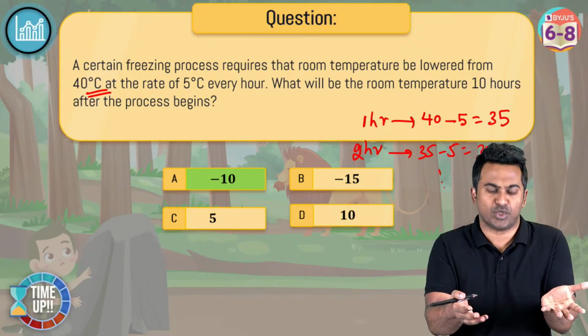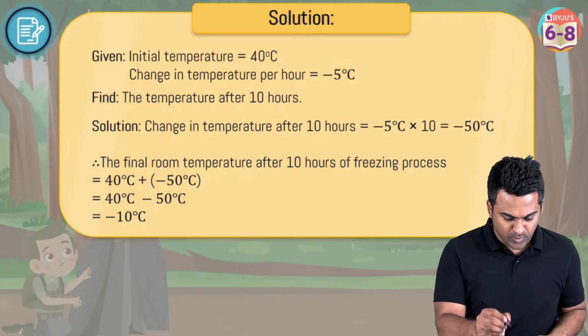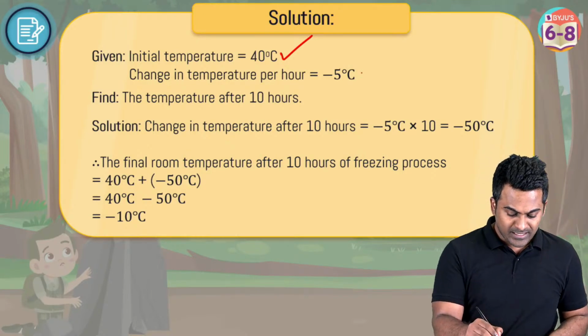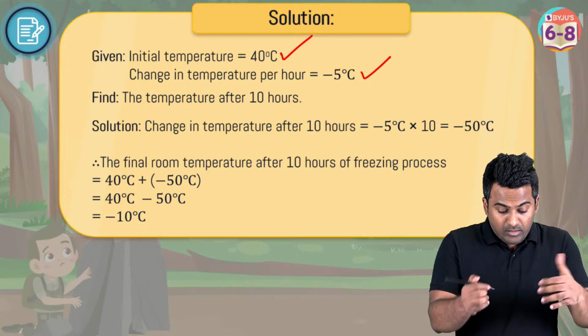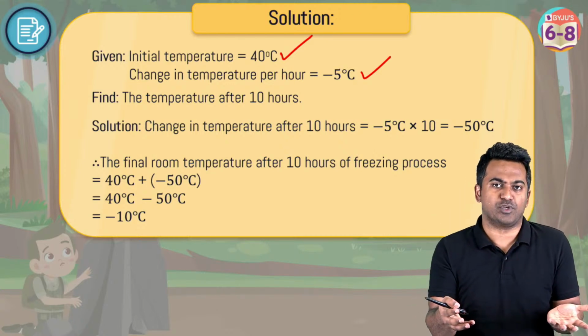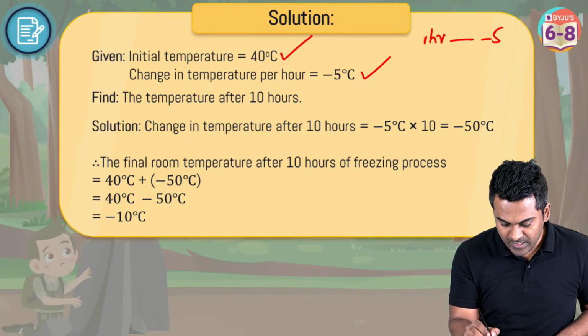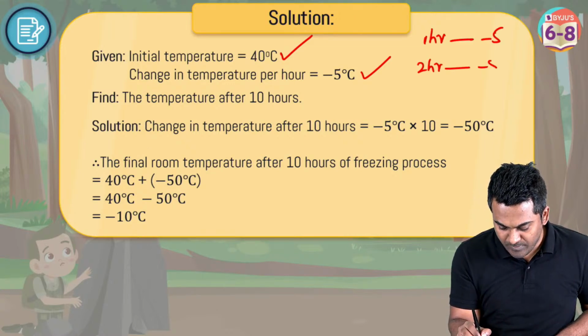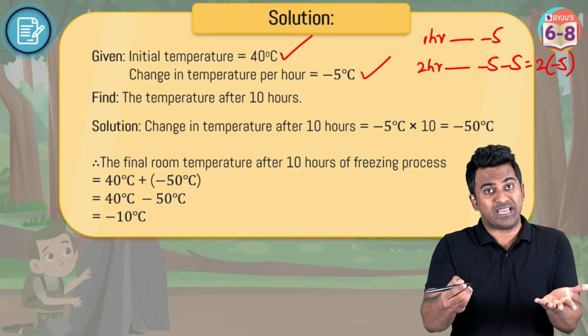But we can get the answer to this directly. We don't have to follow this process through for this. And this is how you do it. Your initial temperature is given, the change in temperature, and we've been asked to find this, right? So, well, after 10 hours, what is going to be the collective drop in temperature is what you can find out. Because in 1 hour, it's going to be minus 5. In 2 hours is going to be what? Minus 5 for the first, minus 5 for the second, which can be written like 2 times minus 5.